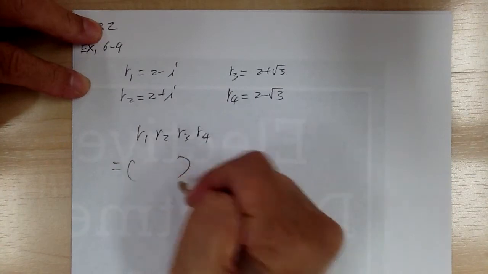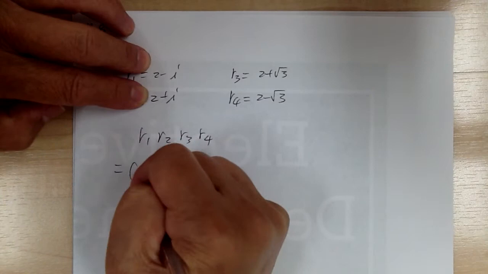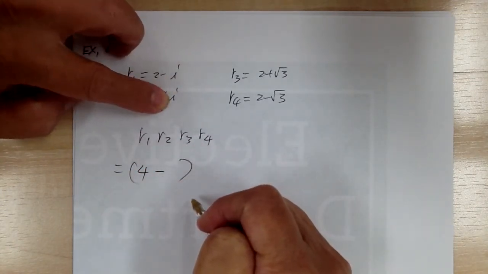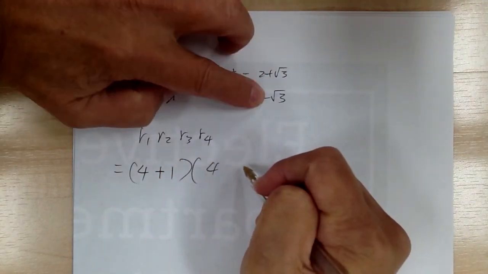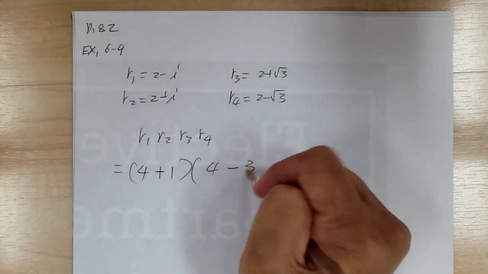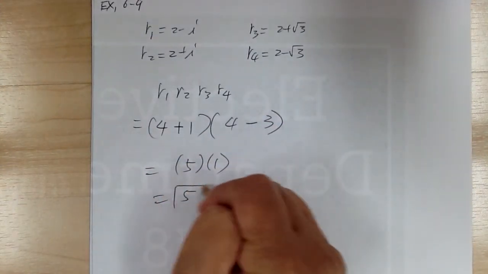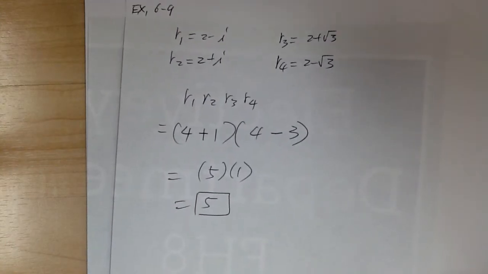Okay? So R1, R2, when you multiply conjugates, you just multiply the corresponding parts. So 2 times 2 gives you 4. Minus times plus gives you minus. i times i is negative 1, so this becomes plus 1. Over here, 2 times 2 gives you 4. Plus times minus gives you minus. Square root of 3 times square root of 3 gives you 3. Okay, so this will equal 5 times 1, so equal to 5. Okay, and that's it. Again, if you know your theorems, know your equation, it's very simple. Okay, let's go to the next one.